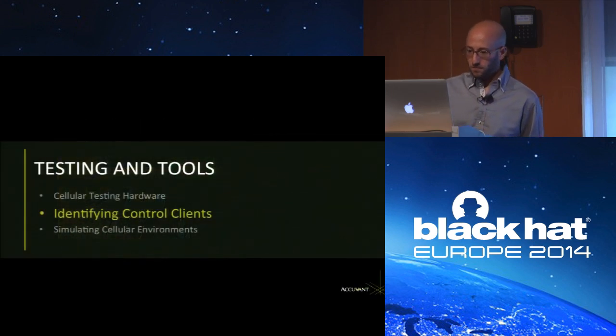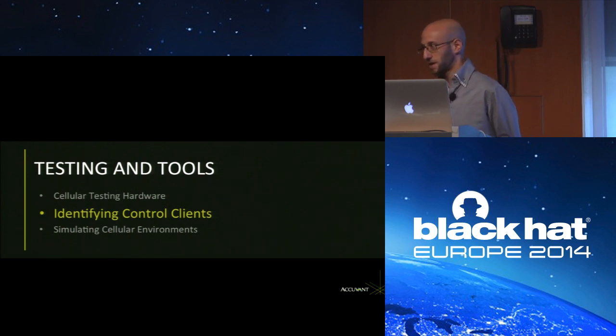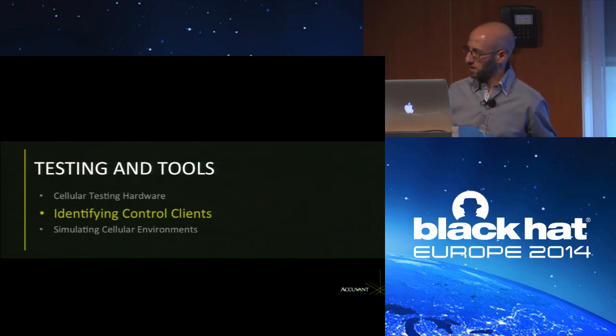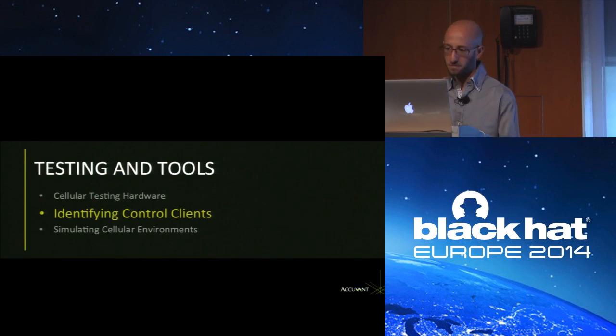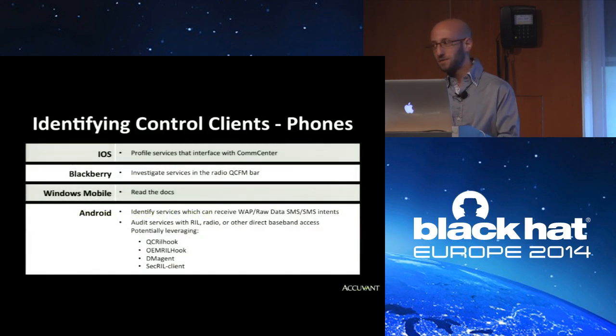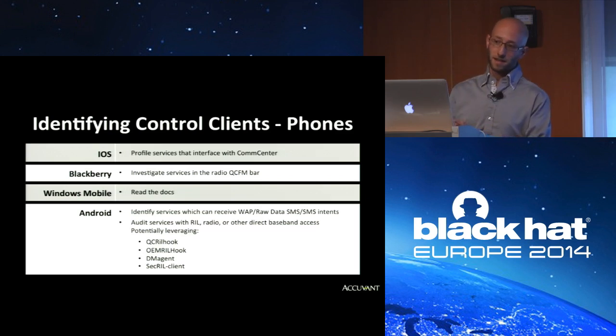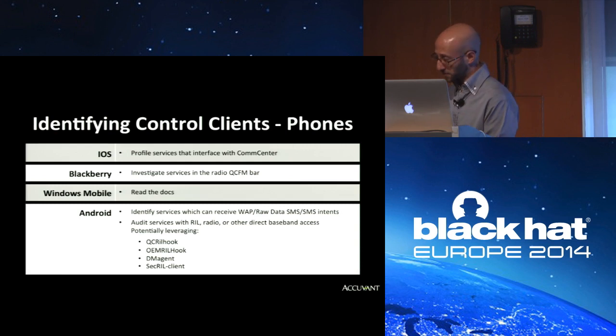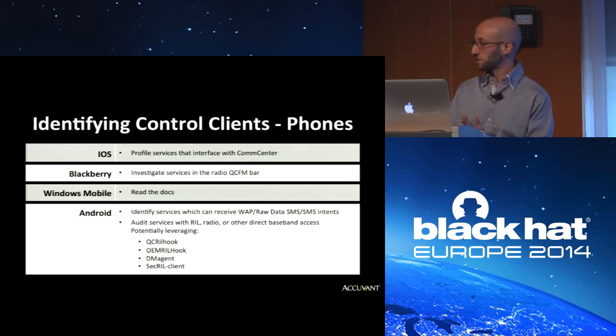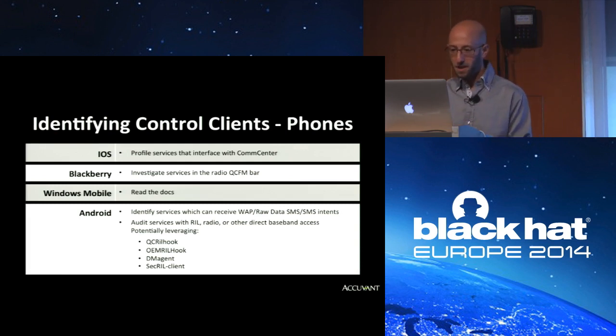So let's talk a little bit about identifying the actual control clients. So where are these? How do I find them? How do I look at them? Now, on iOS, it's pretty easy. Just profile any service that might be talking to Comm Center. There's not too many of them. You can find where it is that way, as well as potentially future services.